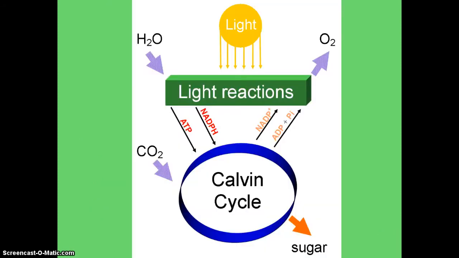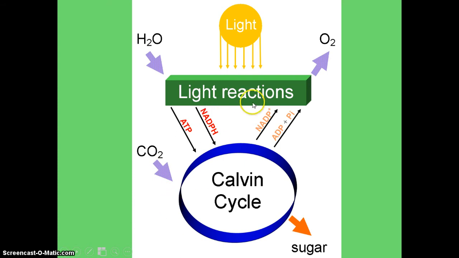So I want to look at an extremely simplified version of what's going on during photosynthesis to get a broad overview, so that we can look more specifically and it not be such a scary thing. So we have light coming in, and that's where the light reactions are going to occur. That's going to take in water and give off oxygen as a waste product, and it's also going to take in carbon dioxide in the Calvin cycle.